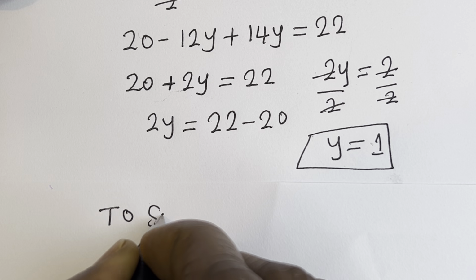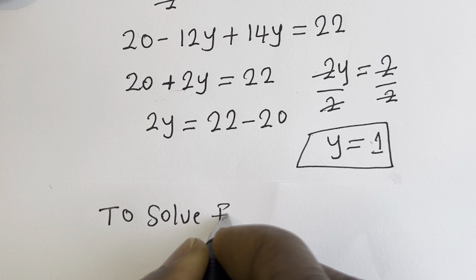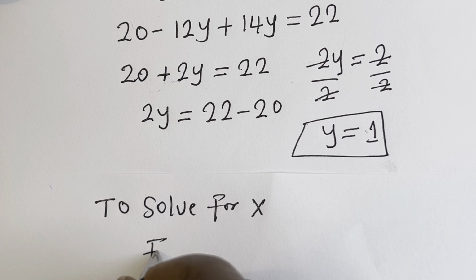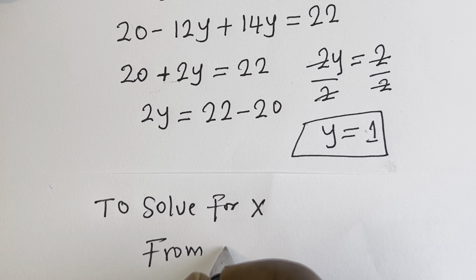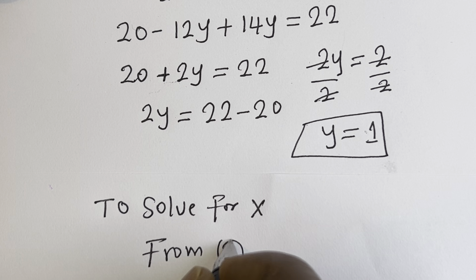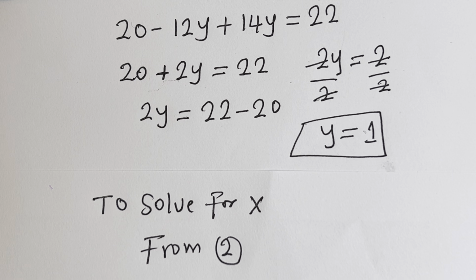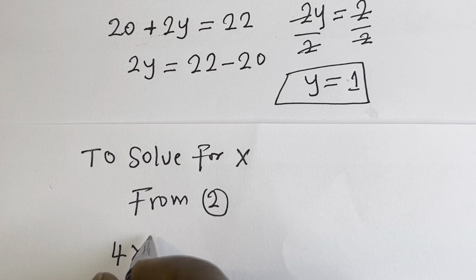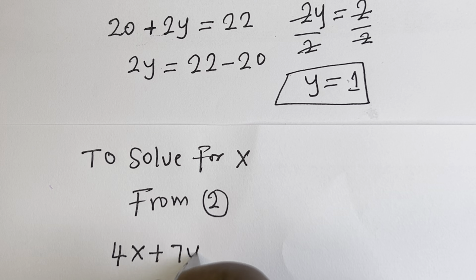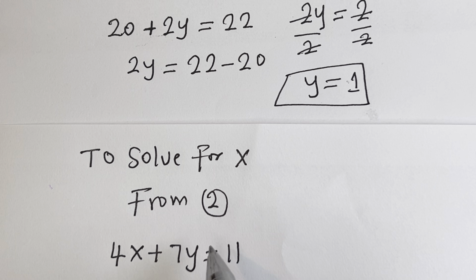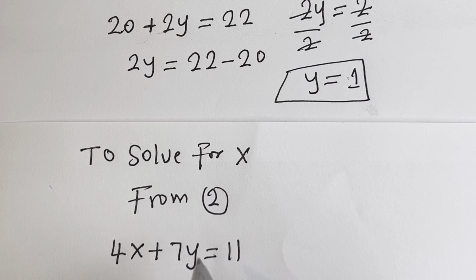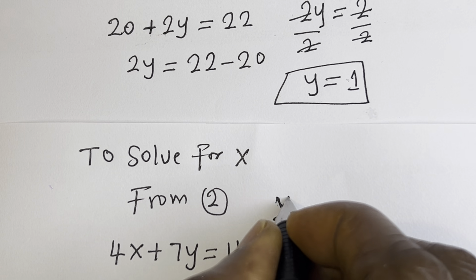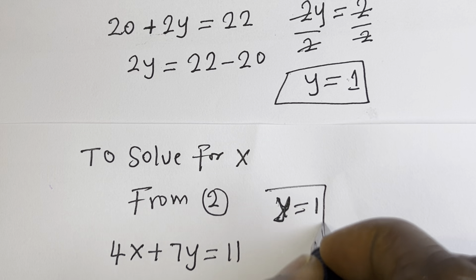To solve for x, then from equation 2, that is 4x plus 7y is equal to 11. You may also make use of equation 1. Then we know that y is equal to 1.